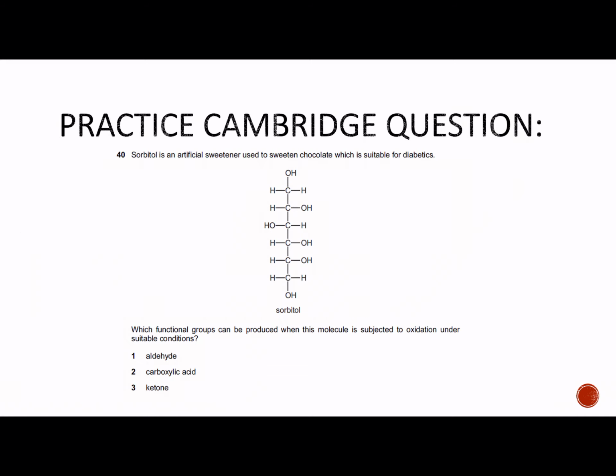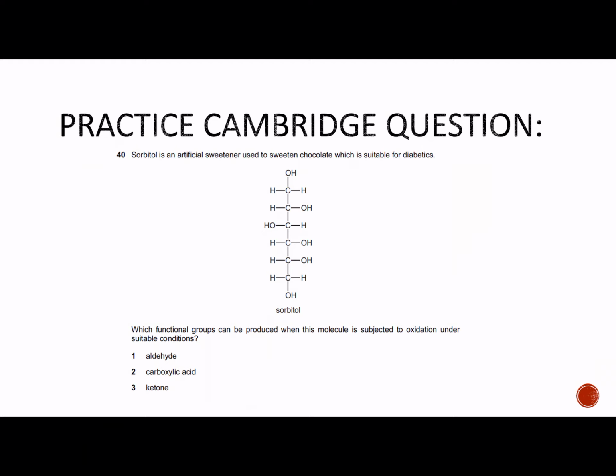And so this is the final question for today's lesson. Actually, it's almost the final question. I think I want to cover one more. Sorbitol is an artificial sweetener used to sweeten chocolate, which is suitable for diabetics. And then they give you, this is called the Fischer projection of the molecule. And so sugars generally, when they're in water, form ring-like structures. But this is that ring broken apart. It's called a Fischer projection. Usually it's shown with the bond angles, but here it's in a simplified format.